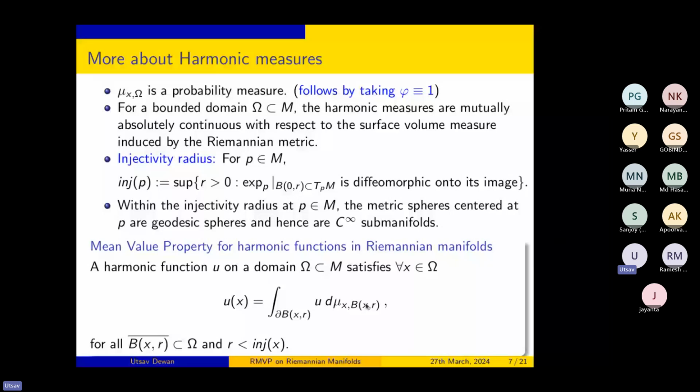So up to this point, the upshot is the following. You just choose your spheres sufficiently small, so that the radius is smaller than the injectivity radius at x, and you just replace the usual surface volume measure by the harmonic measure. That's what you get for a general Riemannian manifold, a harmonic function. This is what the mean value property is. So that's the only difference we are encountering.